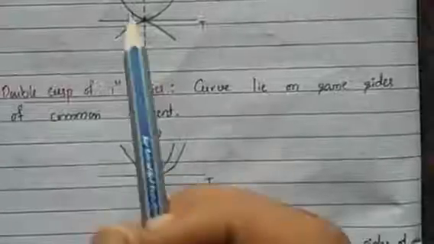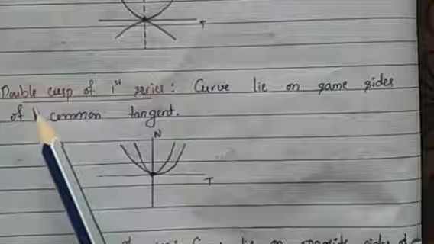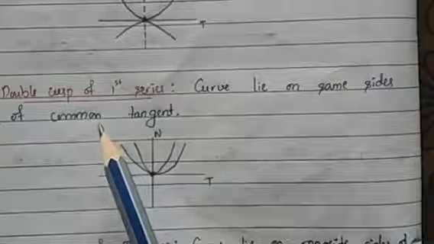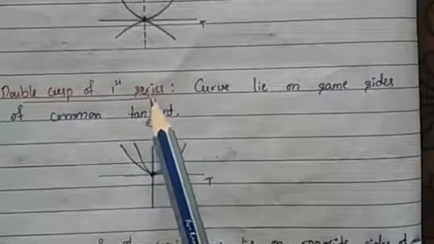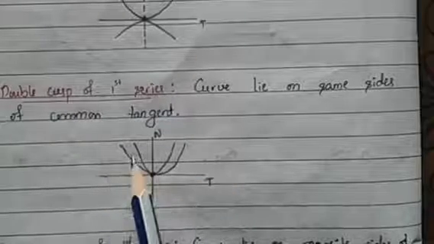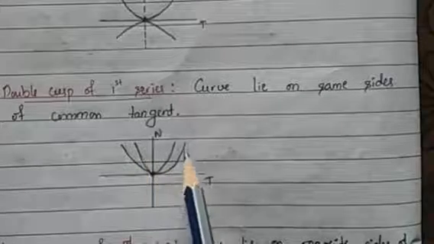Next, in the double cusp, we see two types: double cusp of the first series and double cusp of the second series. Double cusp of the first series means the curve lies on the same side of the common tangent. Look here, this one is the tangent. These are the two curves. This one is one curve and this one is another curve.